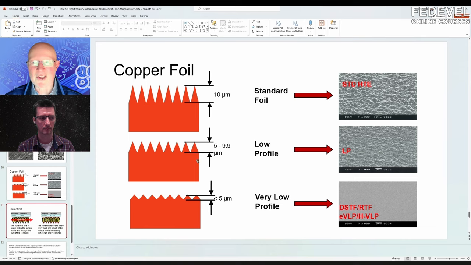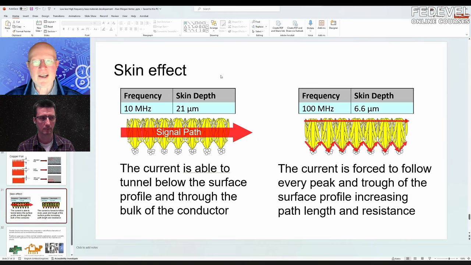I'll just skip that. I'll just come to this slide here. So if we take a 10 megahertz frequency, a pretty modest frequency actually, 21 microns is the skin depth. So what happens is the signal path is through the bulk of the material. It doesn't need to travel on the outside because it has a 21 micron skin depth. The whole thing is only 35 or 17 microns. So it can use the entire copper bulk as its path for signal.